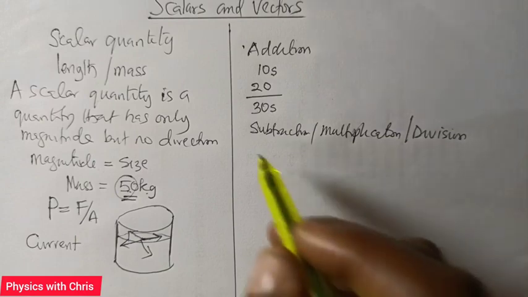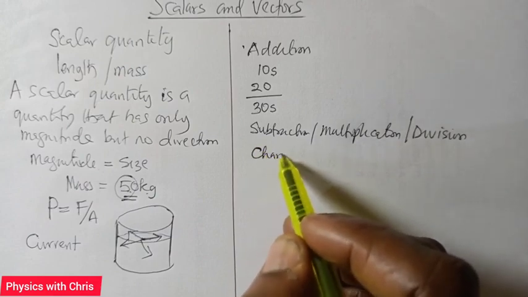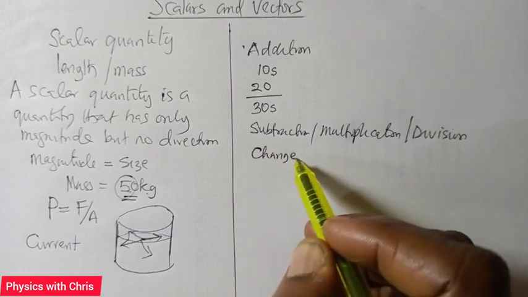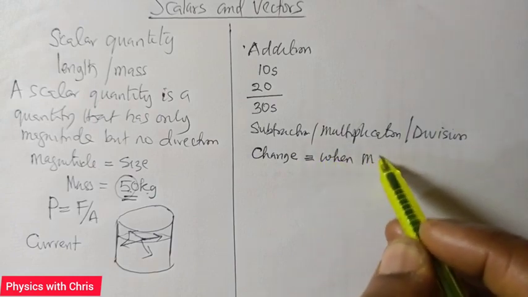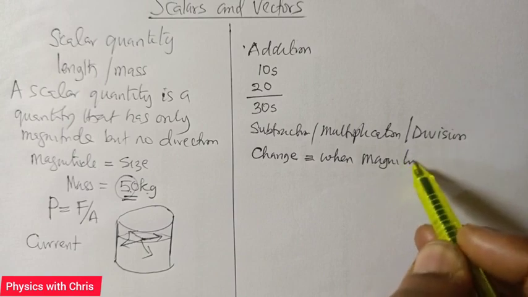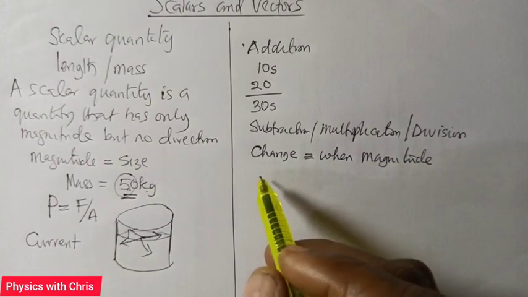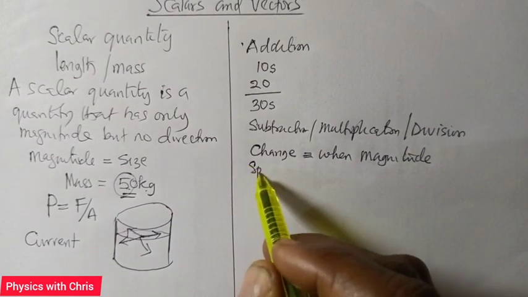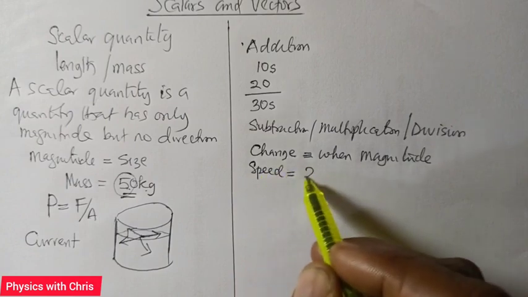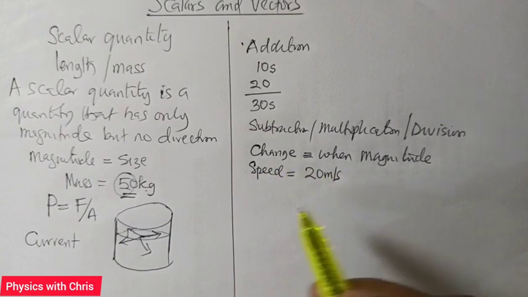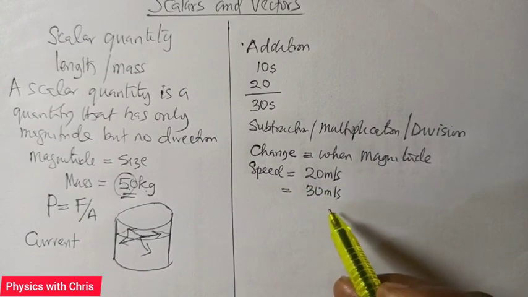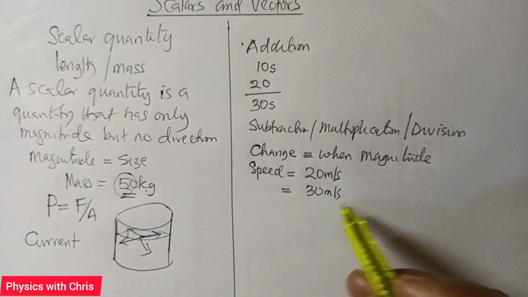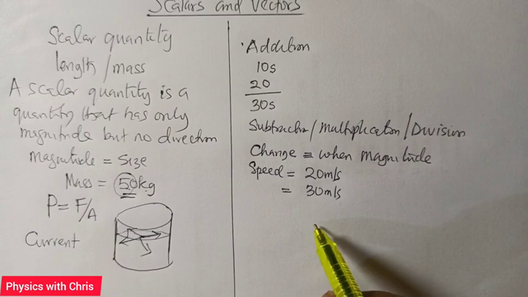A scalar quantity can change only when its magnitude, its size, changes. Let's say the speed of a body is initially 20 meters per second, and after a while it changes to 30. So a change in magnitude, a change in size, is enough to change a scalar quantity.